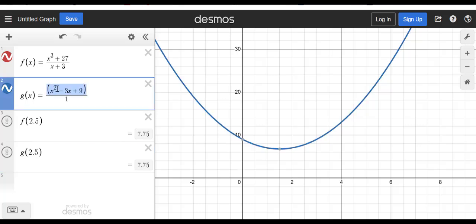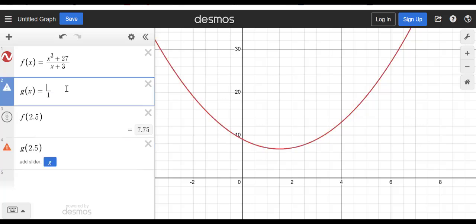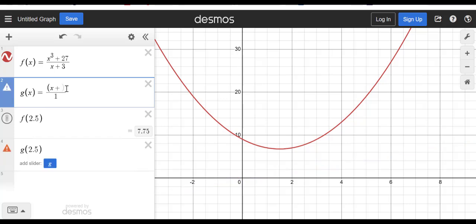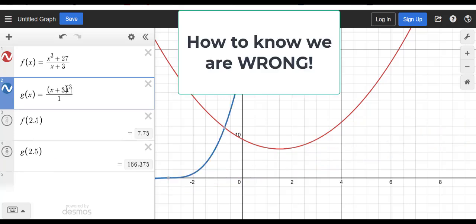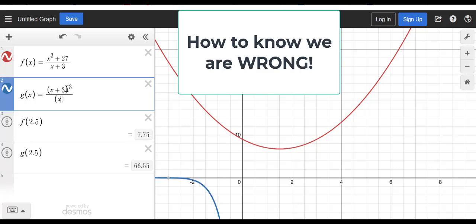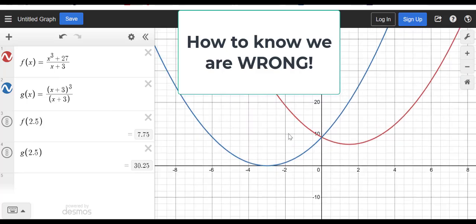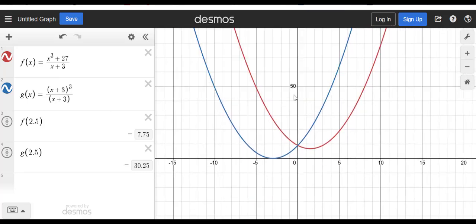If I factored this incorrectly, because a lot of us accidentally factor the sum of cubes like this, and we say, oh, it's x plus 3 quantity cubed over that original x plus 3. What I can see is that these two graphs do not trace each other. Now f and g are not equivalent graphically. They don't trace each other. They're also not equivalent numerically anymore. So I can see that f is not equal to g.